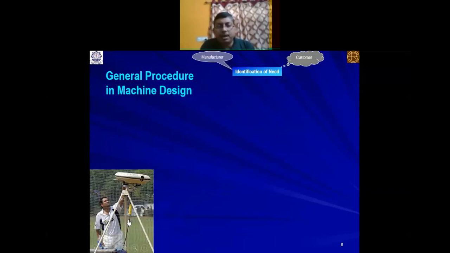No human bowler can deliver the same ball a number of times. It's not possible for a human bowler, but for a machine it is possible. If you keep the same setting, the machine can easily deliver with accuracy and repeatability. It can deliver similar type of ball a number of times. So this is another need for the machine from the batsman's point of view.